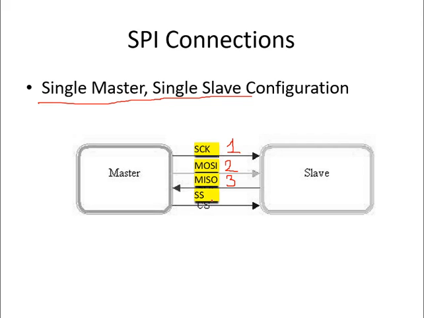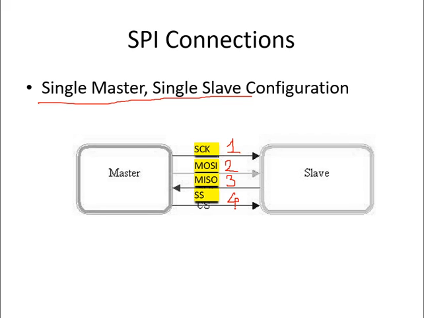And the fourth one is SS. SS is the slave select line. It is from master to the slave. So these are the 4 lines. Normally I2C is called a two-wire protocol, whereas SPI is called a four-wire protocol. You are using 4 wires to connect the two devices.